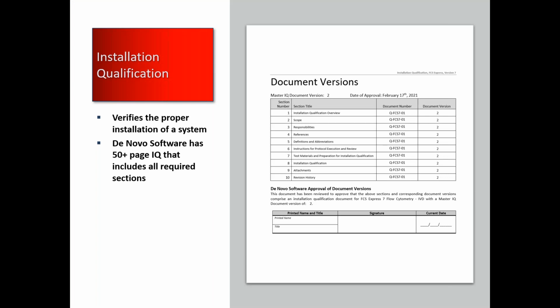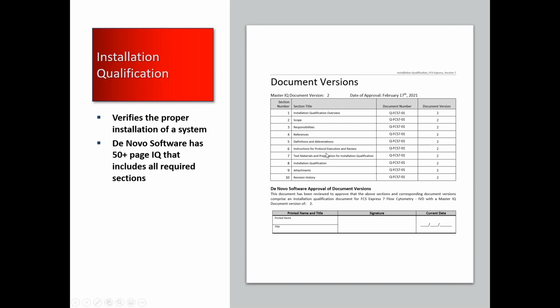So in order to minimize and help with those requirements, FCS Express and De Novo Software do provide an installation qualification document. Installation qualification is necessary for hardware and for software, and it verifies the proper installation of a system. We have a 50-page IQ that includes all the sections that are required for a proper IQ document. You can see a brief table of contents over here.